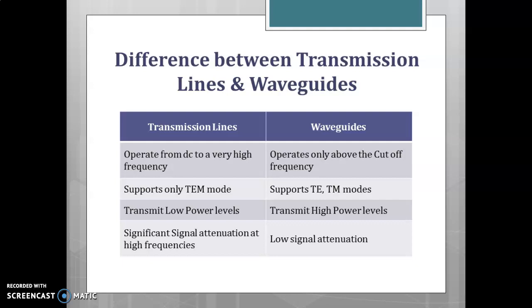Next, coming to the power handling capacity, a transmission line handles low power levels, whereas waveguides handle high power levels. The most important difference comes in attenuation. The signal attenuation is very high in the case of transmission lines at high frequencies, whereas the signal attenuation in waveguides is low compared to transmission lines. And there are a few more differences in the construction as well as the shapes of these two.